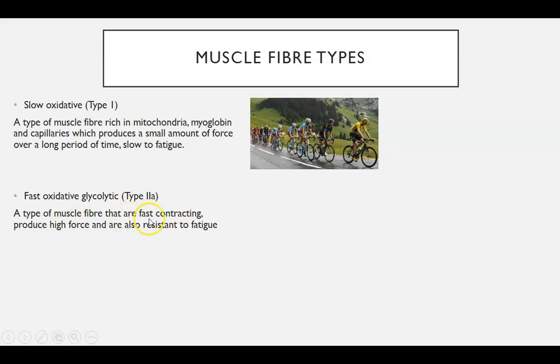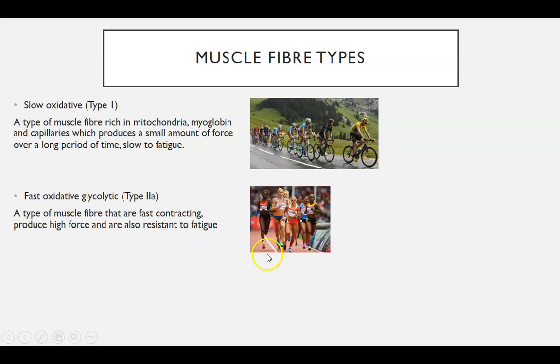It's fast contracting, so it produces high force, fast speed of contraction, and it is also resistant to fatigue, i.e. it doesn't fatigue easily. An example would be 800 meters. 800 meters takes around 2 to 3 minutes. They're going quick, they are fast. However, it's going for a bit of time, therefore it's a good muscle fibre type for that because the resistance to fatigue is quite good.